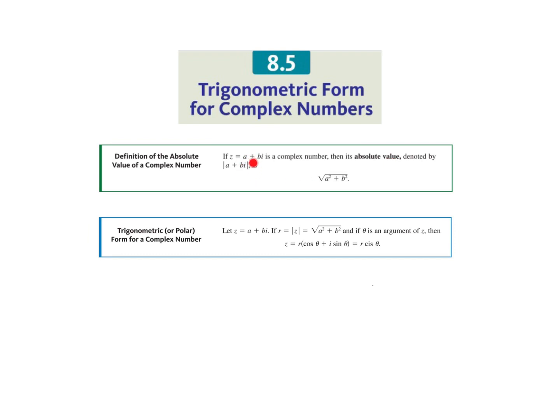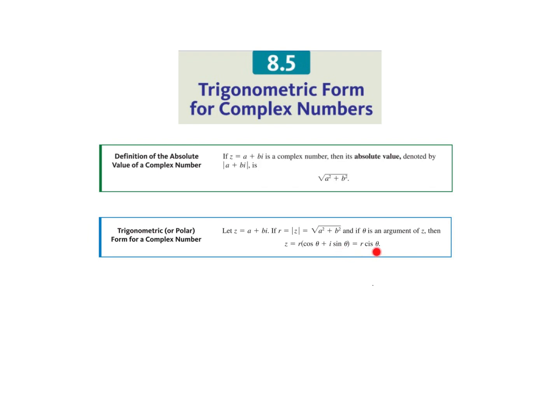So the absolute value, how do you find that? For z it's your magnitude, basically. It's the exact same thing. You're going to hear this, and it's also called the modulus. And then down here, this bottom part is what you need: z is equal to r times cosine of theta plus i sine of theta.